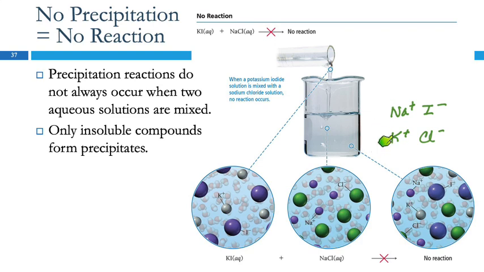They're not going to get into a relationship with anybody. So these two possible new compounds are both soluble. So really what's happened here is we have just mixed two solutions together. Nothing has really changed. These guys were separated as individual ions before. The only thing that's changed is now all four ions are mixed together.